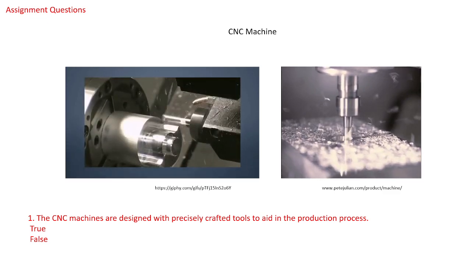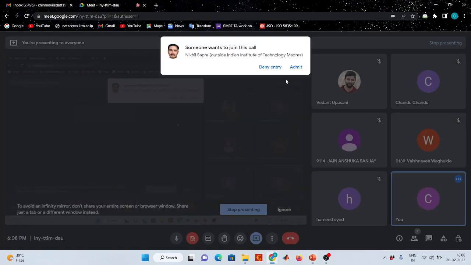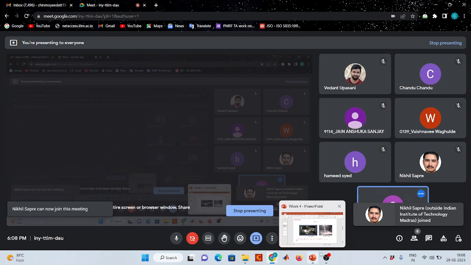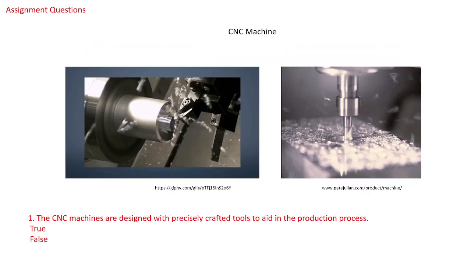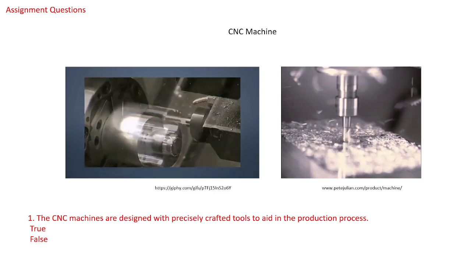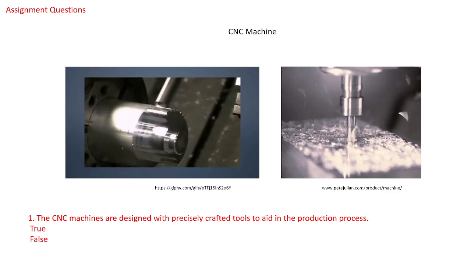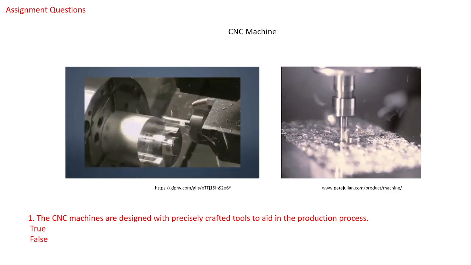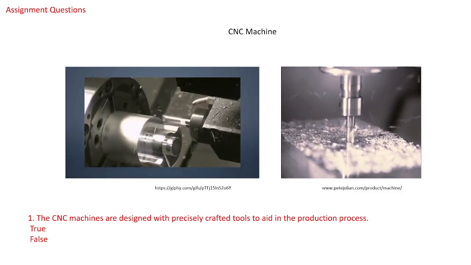Then the rotation or movement of that cutting tool depends on the CNC machine, the type of that machine, and the level of sophistication.